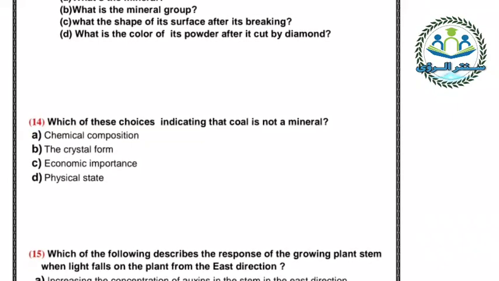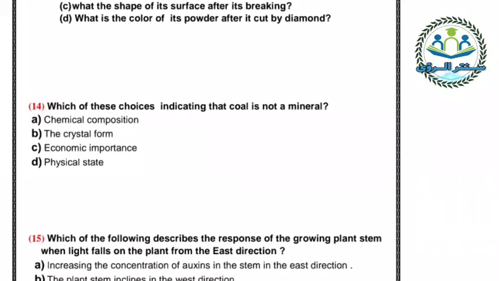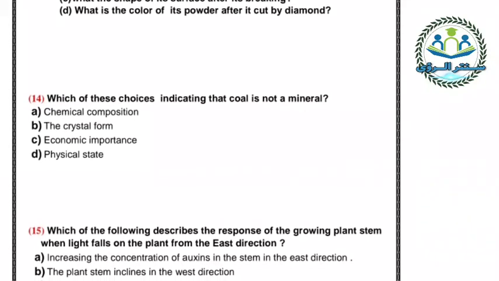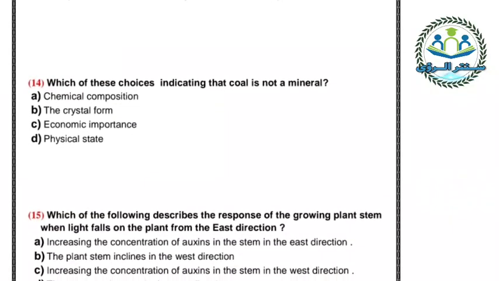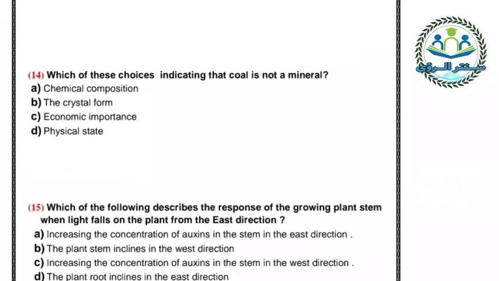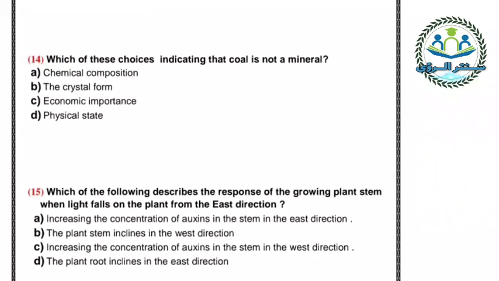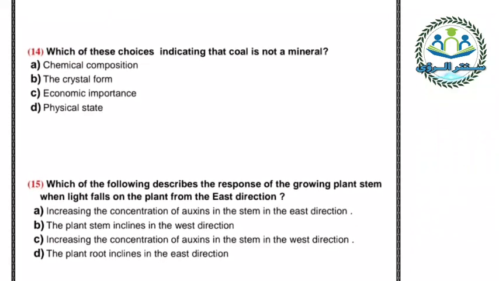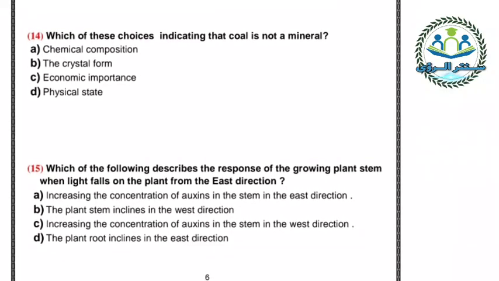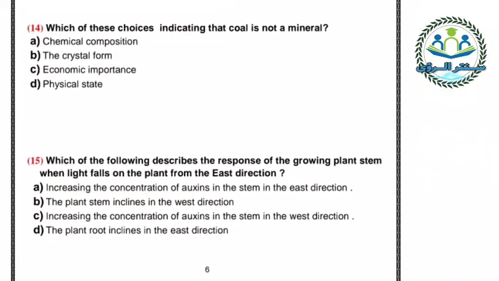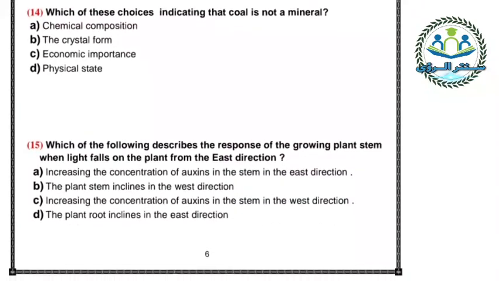15. Which of the following describes the response of the growing plant stem when light falls on the plant from the east direction? A. Increasing the concentration of auxins in the stem in the east direction. B. The plant stem inclines in the west direction. C. Increasing the concentration of auxins in the stem in the west direction. D. The plant root inclines in the east direction.